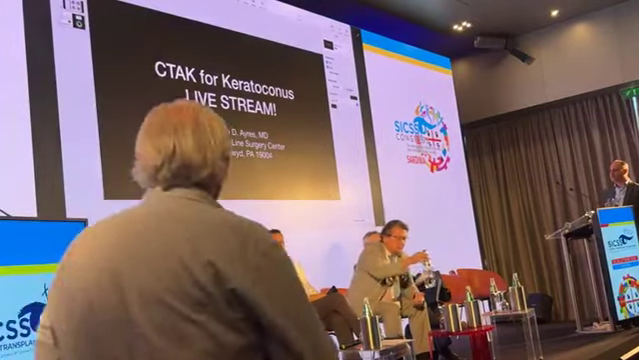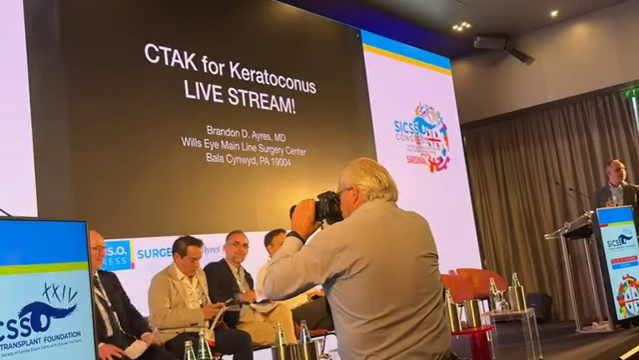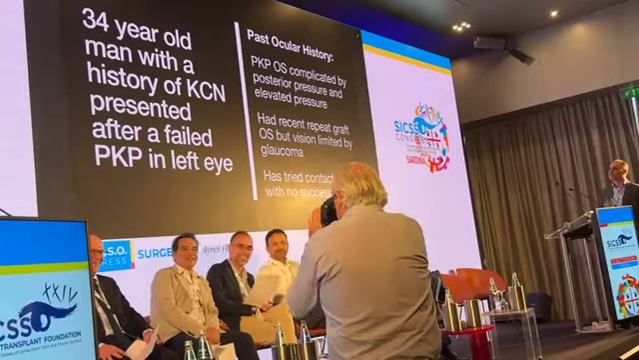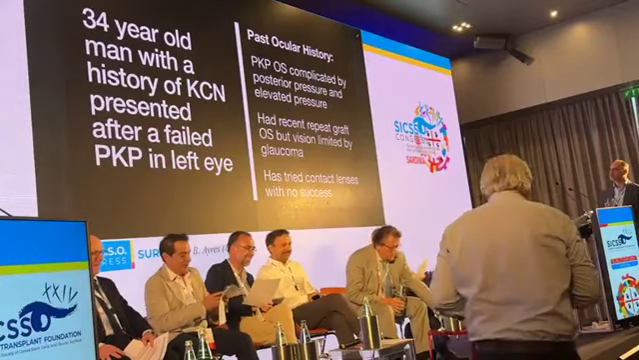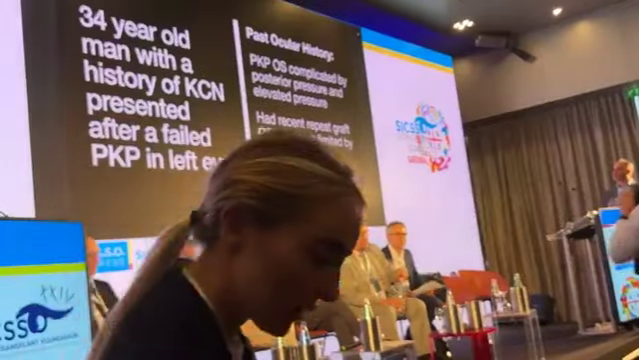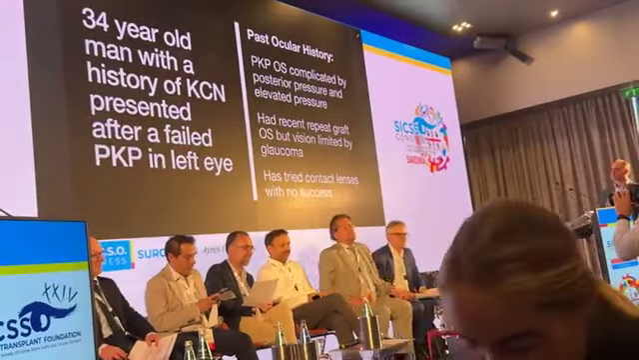The story is our patient here is 34 years old. He's got fairly advanced keratoconus, and he already had a transplant on the left eye. After the transplant, he had some issues with elevated pressure, which led to glaucoma and limited vision. So we're trying our best to do something non-transplant to minimize his risk, and so it would be CTAC for the right eye.